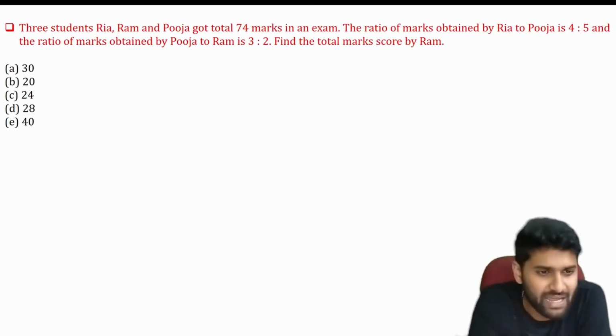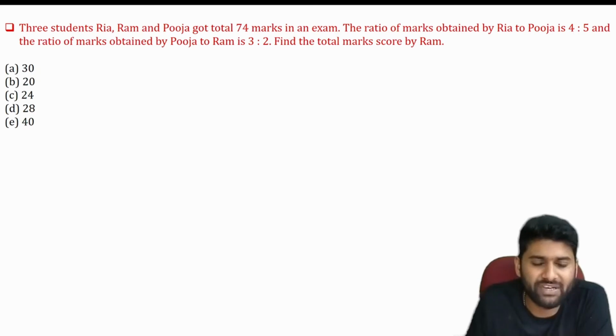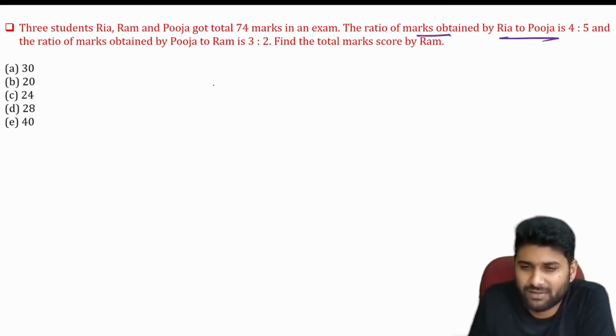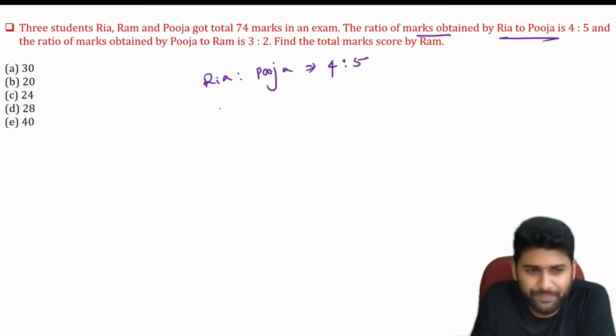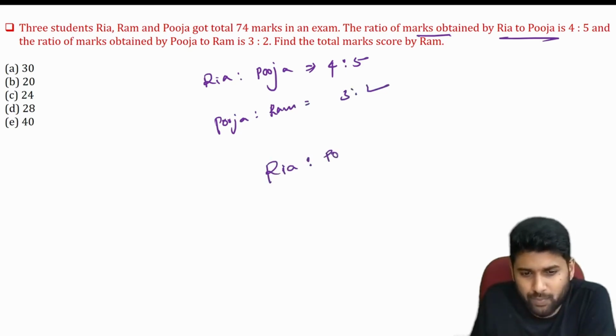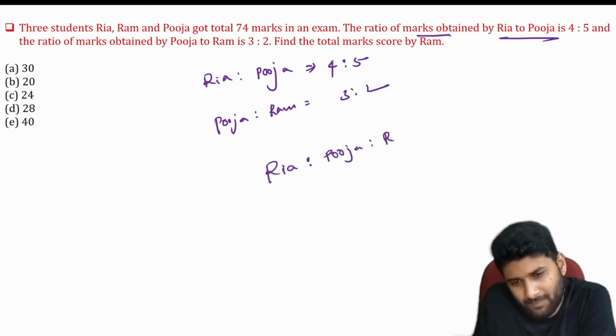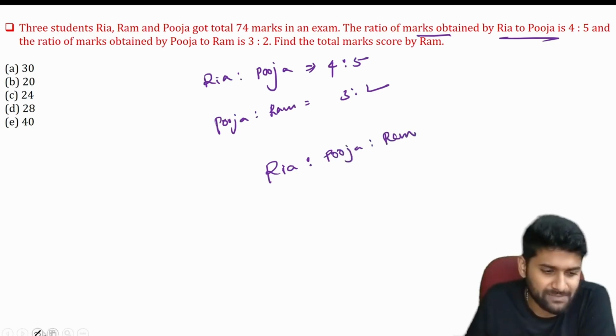Next. Three students, Ria, Ram, Pooja, got a total of 74 marks in the examination. The ratio of Ria to Pooja is exactly equal to 4 is to 5, and another ratio of Pooja to Ram is 3 is to 2. Guys, try to identify the respective ratio of Ria, Pooja, and Ram. So find the ratio, and you will get the answer.